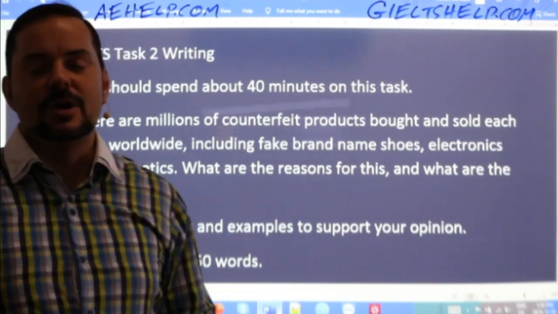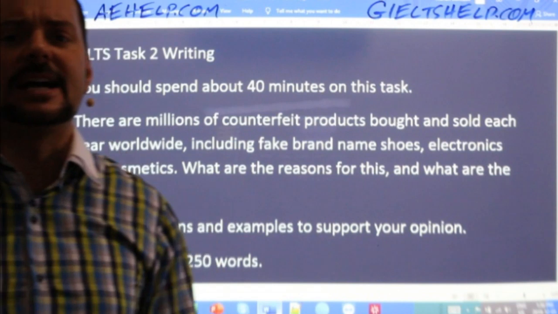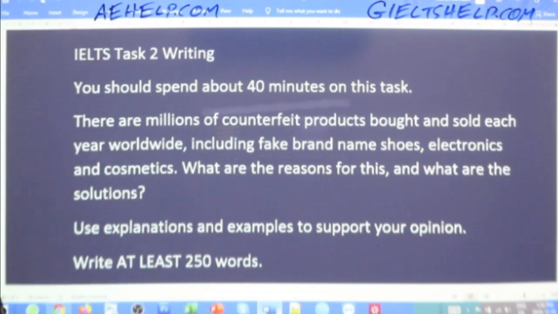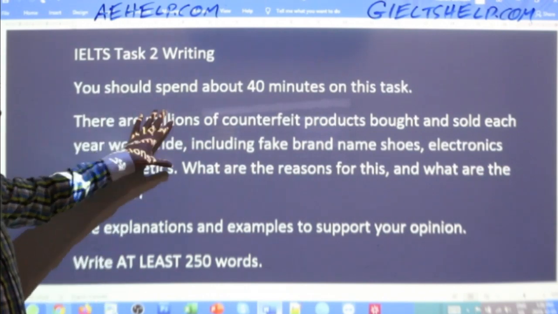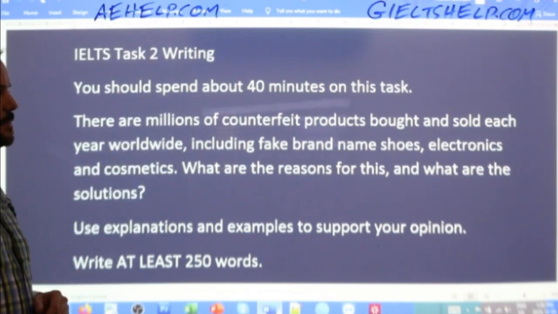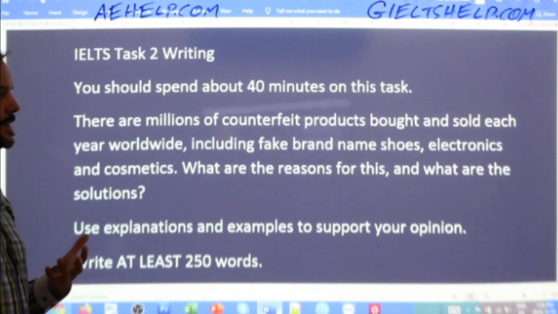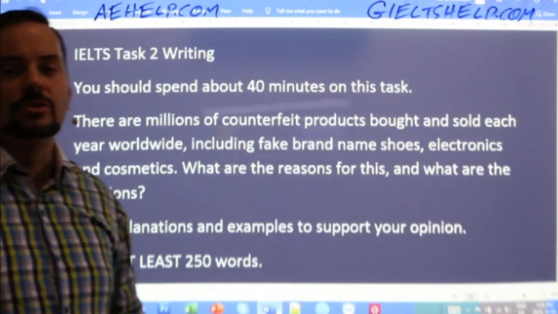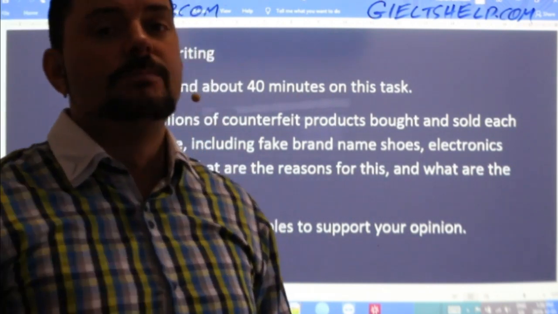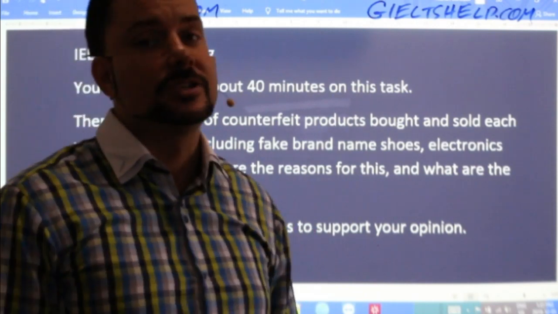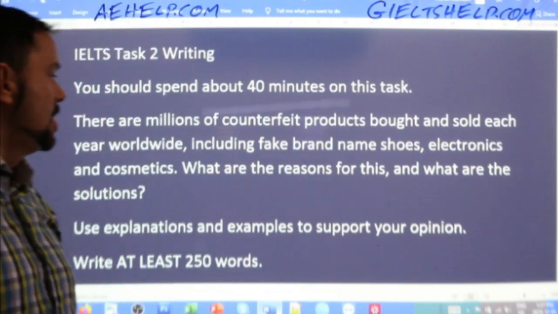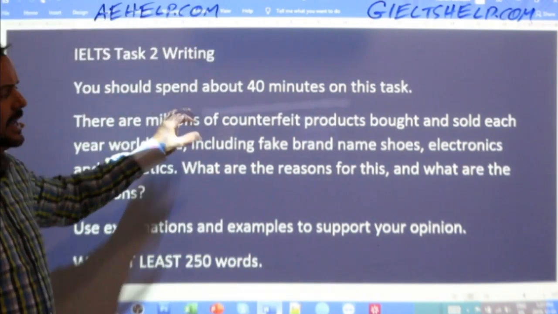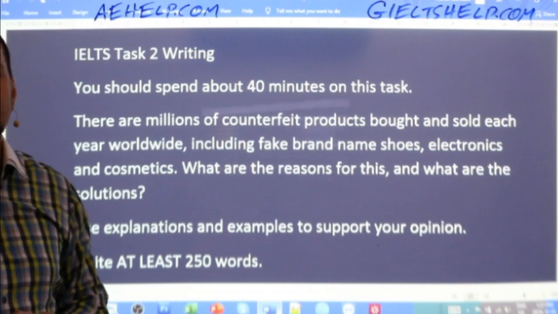An interesting question. What type of Task 2 question is this? There are different types of persuasive Task 2 questions. Some of them ask you to agree or disagree. Some ask you to discuss both sides. Some ask you to discuss the advantages and disadvantages. What kind of a Task 2 is this one?